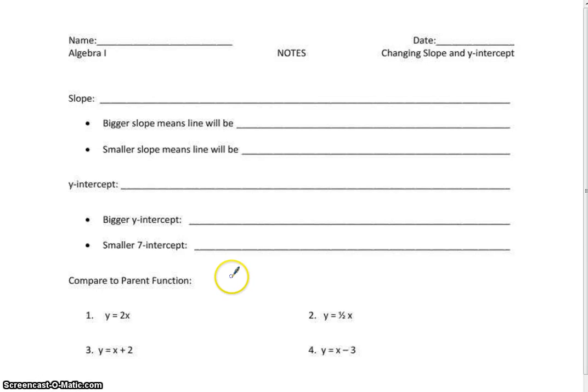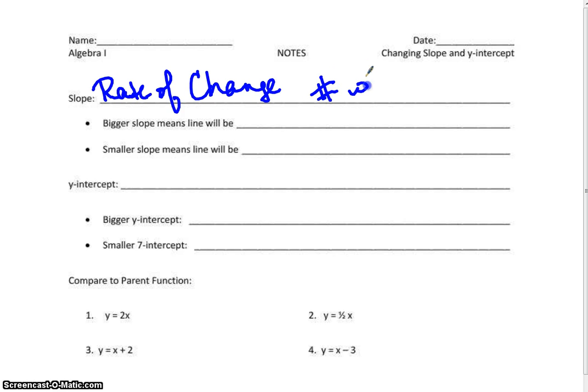This is for Algebra 1. These are the notes for changing slope and y-intercept. Remember that slope is your rate of change. It is the number with x if y is by itself. The bigger the slope, it means that your line is going to be steeper. And the smaller slope means that it's going to be flatter.